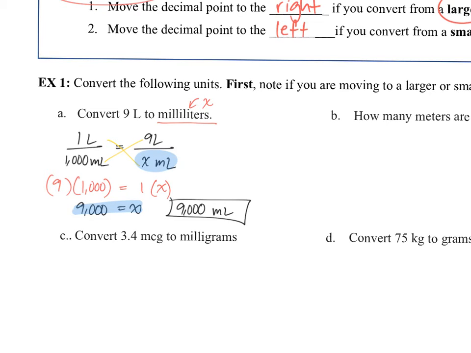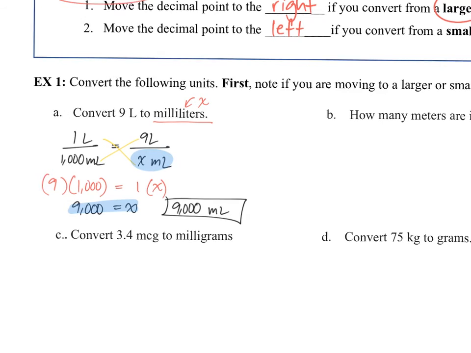Okay, so we set up a proportion using an equation that we already know is true. We set up a proportion that we knew. We knew that 1 liter was the same as 1,000 milliliters. And then we equated that to what we were trying to find. All right.